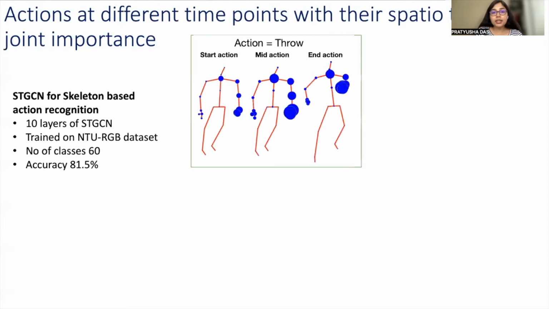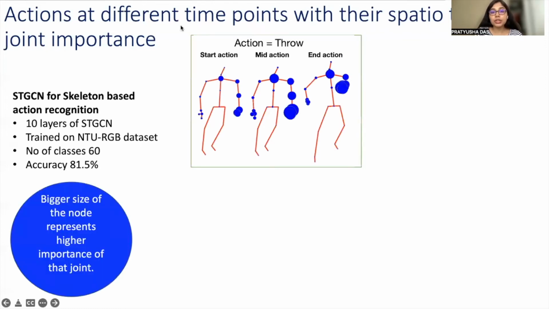The bigger the size of each node, the higher the importance of that particular node. And for a particular action, because of space or time, we couldn't show all the time points. Here, I'm just showing what the joint importance map was at the initial part of the action, in the middle frame of the action, and at the end of the action. So basically, you are seeing the joint importance map spatially and at the same time temporally.